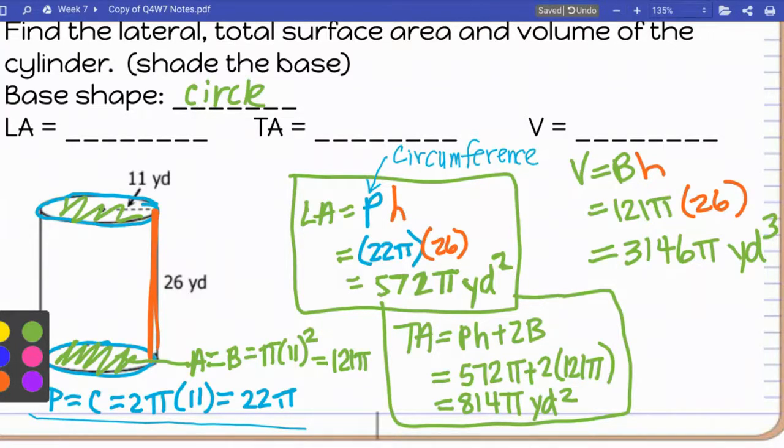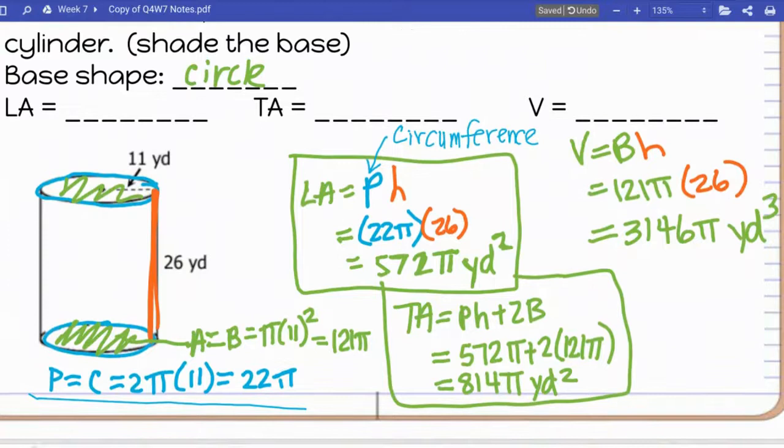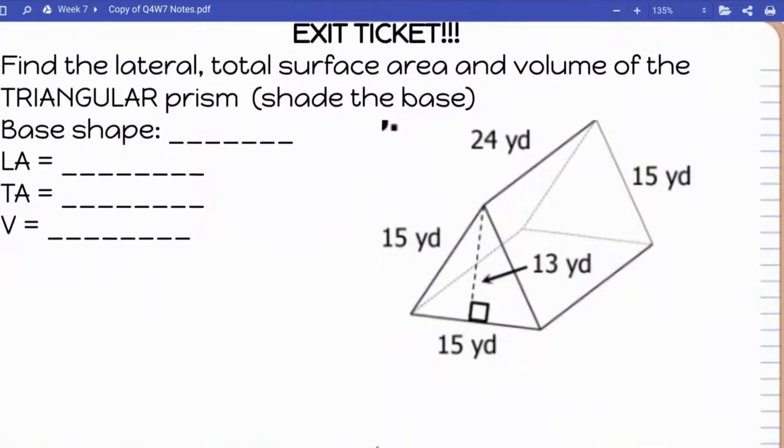And then I just plug that into my formulas to find lateral surface area, which is just the surface area around the cylinder, not including the top and the bottom. Total surface area includes the bases, the area of the top and the bottom. And then volume is how much volume is there, so I can fill this up with milk or rice or whatever. So do your exit ticket and turn it into Google Classroom.